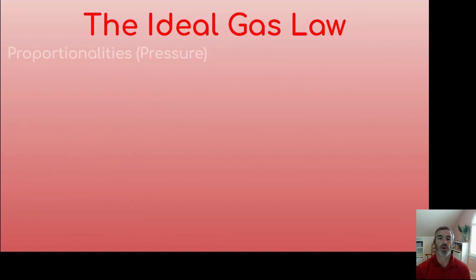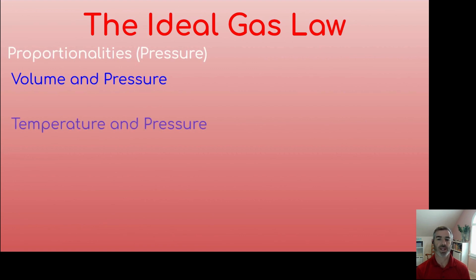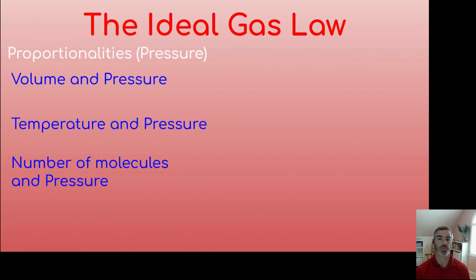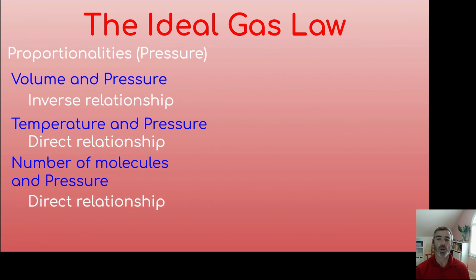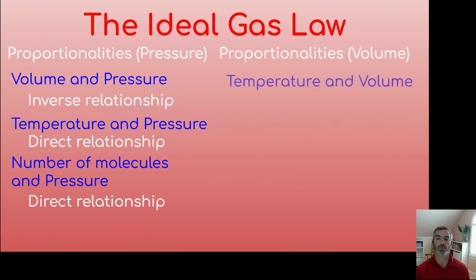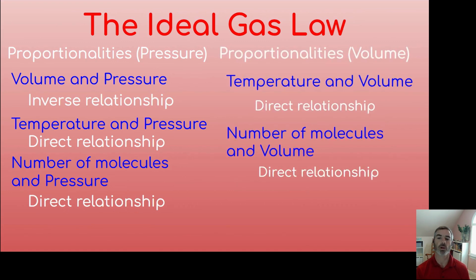So pressure has these three relationships. We have an inverse relationship with volume, and direct relationships with temperature and number of molecules. And we know from our volume relationships that temperature and volume are a direct relationship, and number of molecules and volume are also a direct relationship. So you can see that there's only one that has an inverse relationship, and that's pressure and volume.